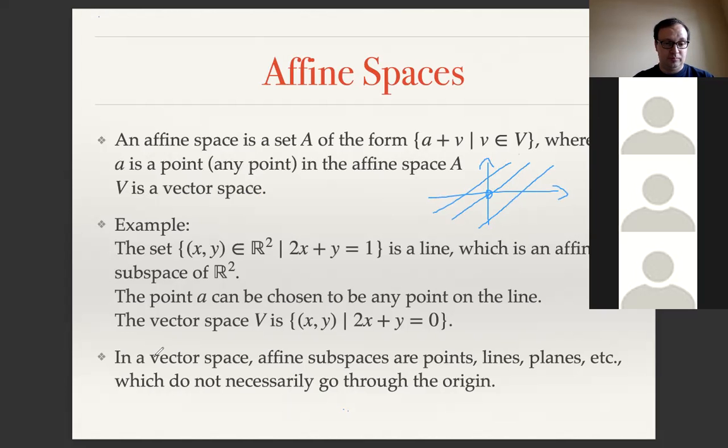So an affine space very often arises as a subspace of a vector space. So points, lines, etc., which do not necessarily go through the origin. If they go through the origin, then they're actually vector spaces. If they do not go through the origin, then they're only affine subspaces. Okay.